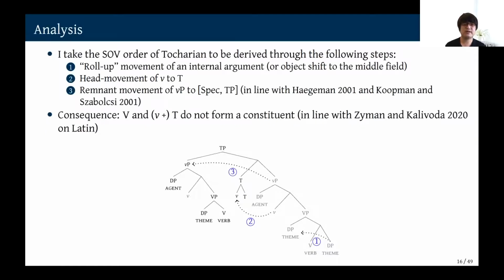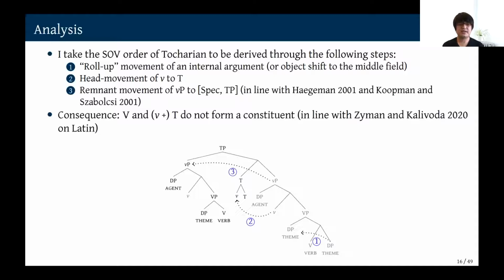First, I take the SOV order of Tocharian to be derived through the following three steps. First, we have roll-up movement of an internal argument, or maybe object shift, to the middle field. This is followed by head movement of small v to T, and then remnant movement of small vP to spec TP. This is in line with Hinterhölzl and others.